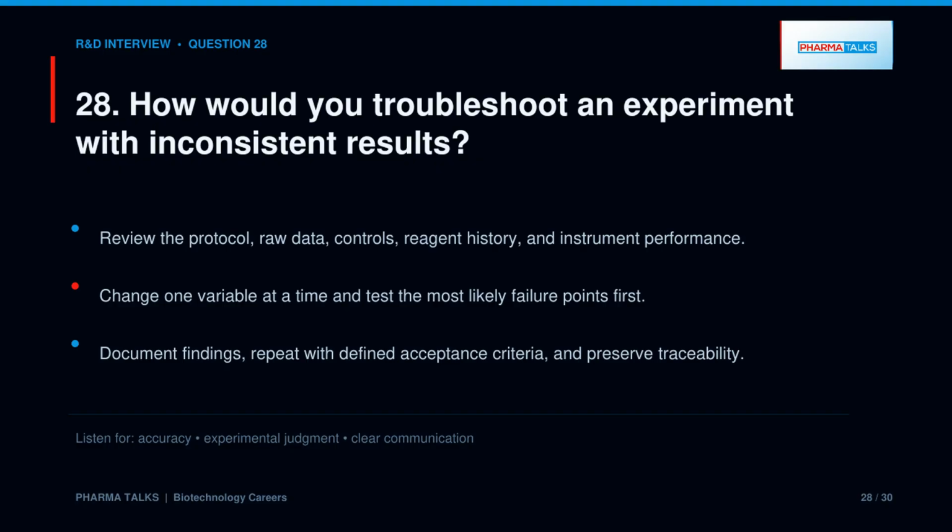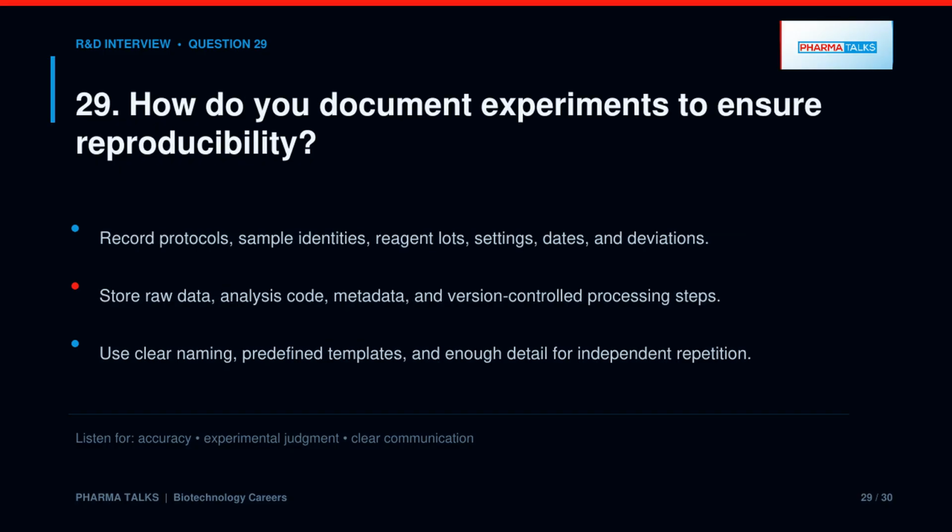Question 28. How would you troubleshoot an experiment with inconsistent results? When results are inconsistent, I first confirm the pattern in raw data and controls. Then I review sample handling, reagent lots, timing, instrument settings, and protocol deviations. I prioritize likely failure points and change one factor at a time. Every troubleshooting step and outcome should be documented before repeating the full experiment.